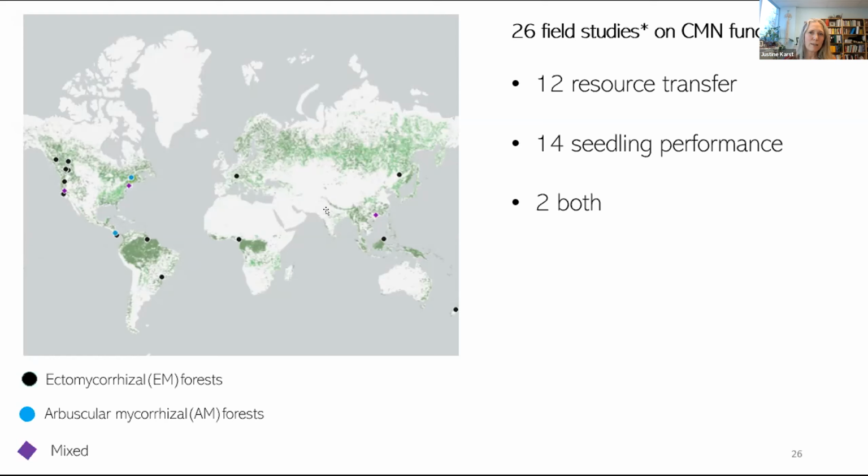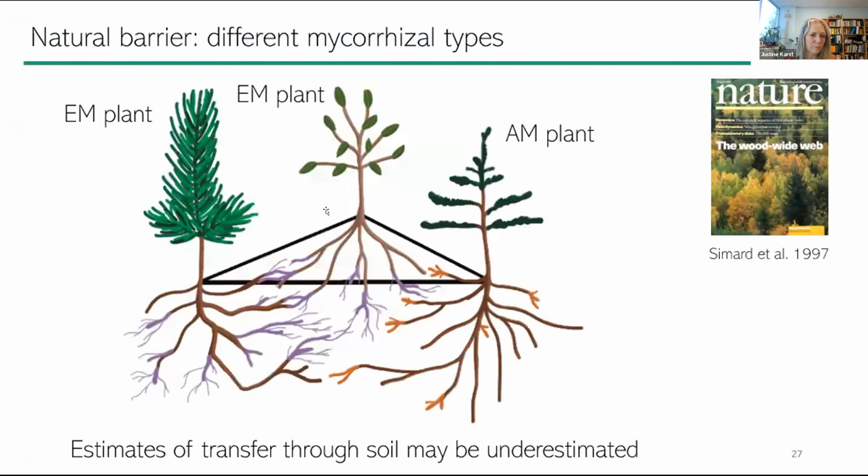One other note about these studies is most often we don't check to see if there was a common mycorrhizal network present. We assume by how we're doing our experimental manipulations, but rarely do we check. Some studies don't even look to see which fungi are colonizing roots of their test seedlings. And so this is just sort of a limitation to be aware of.